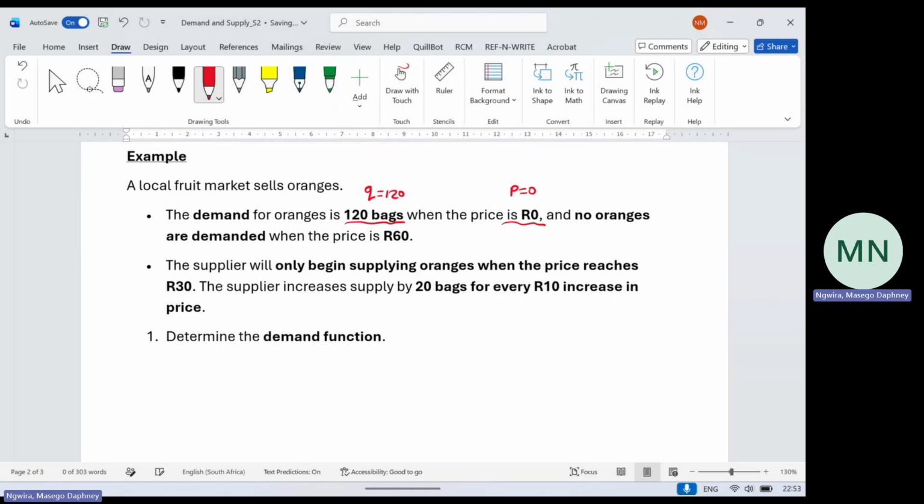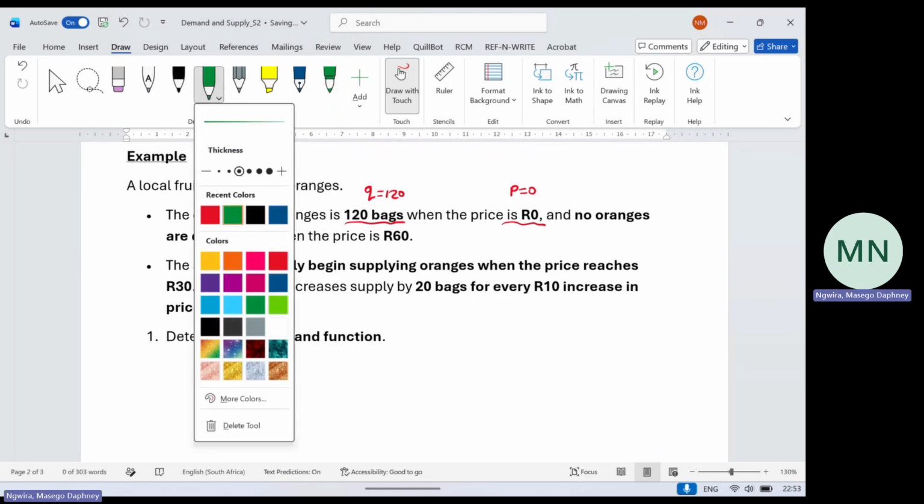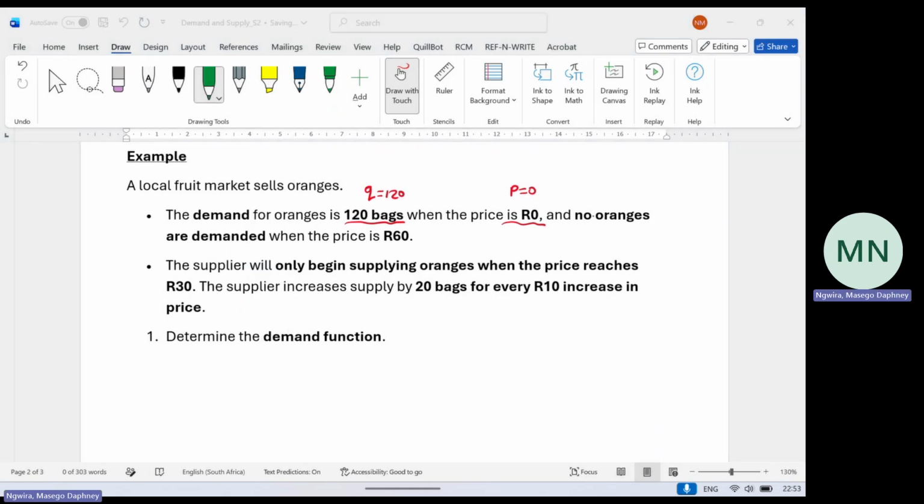And then they're saying that no oranges are demanded when the price is 60 rand. So no oranges means 0 oranges. So my quantity for this one, no oranges, Q is equals to 0, when the price is 60 rand. Okay. And then now we move on to supply. So this is for demand. Then now we move on to supply.